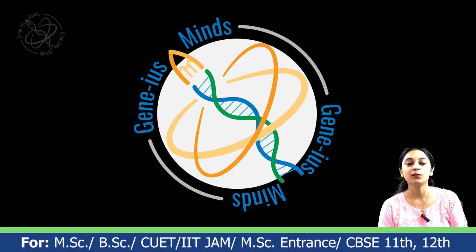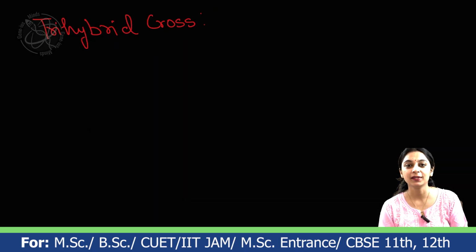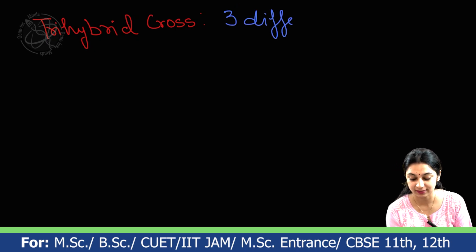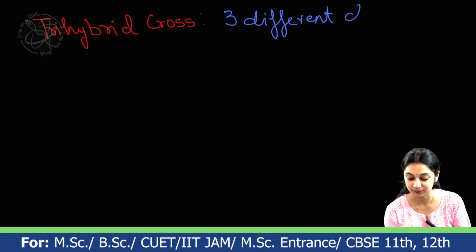In today's video, we are going to discuss a new topic, which is the trihybrid cross. It is defined as an inheritance pattern where we discuss three different characters of a pea plant together.